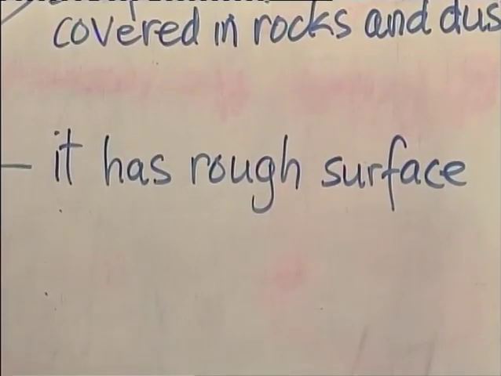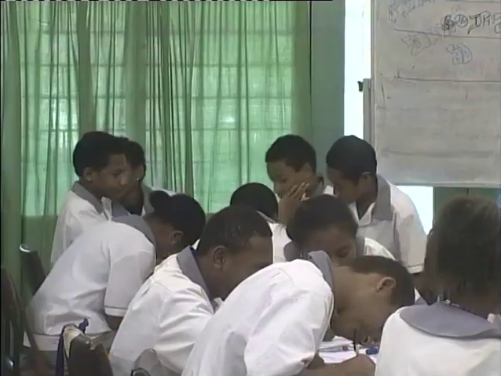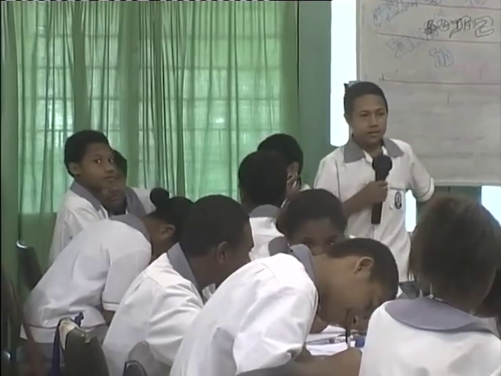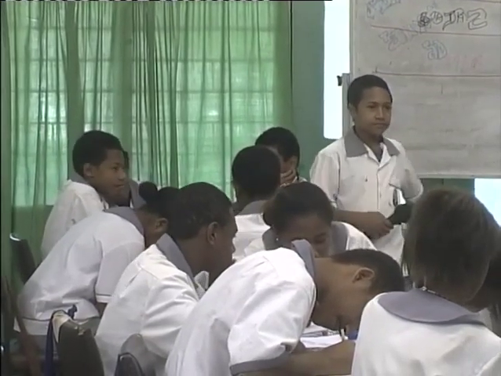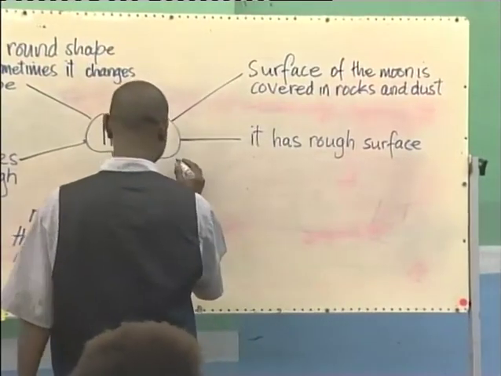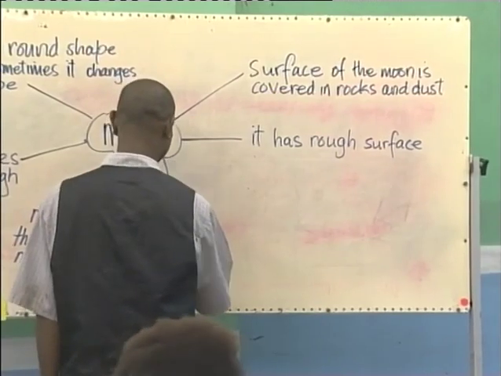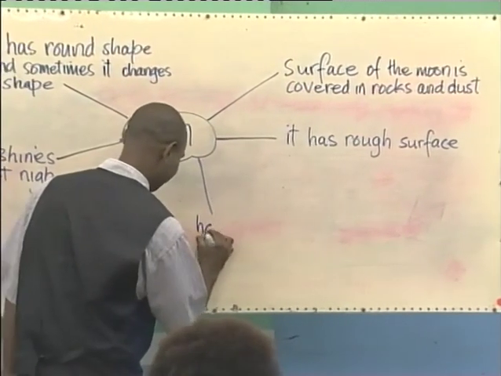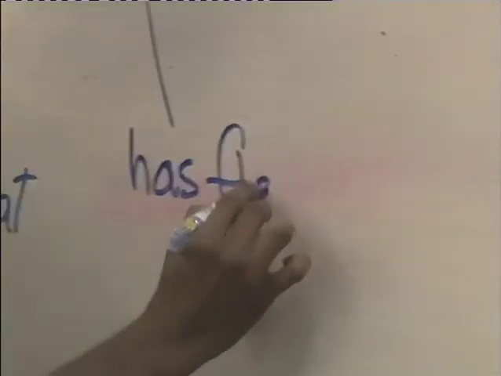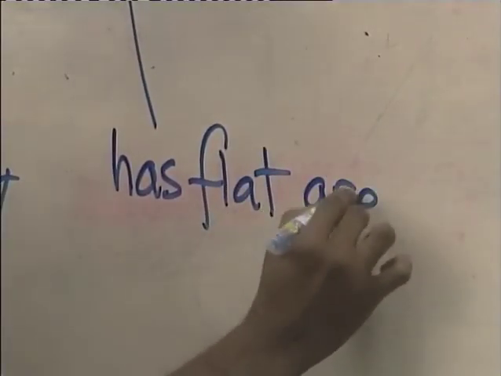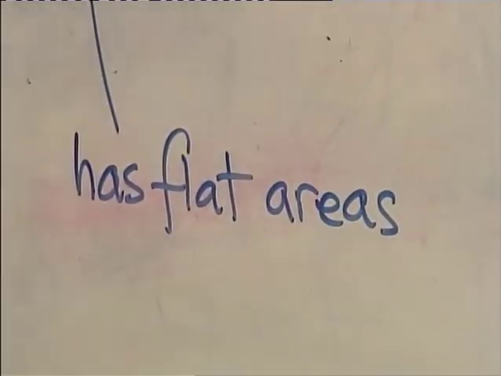Next group. One interesting one from your list? The moon has flat areas. So at night when they see the moon, they see that there are flat areas. Next group, please. Carol, Fred, or who?